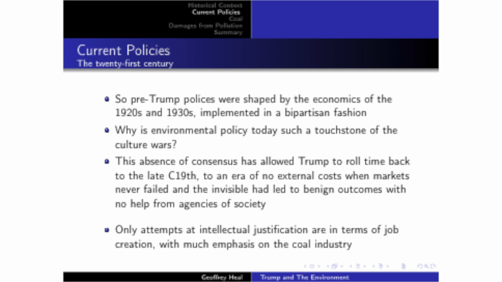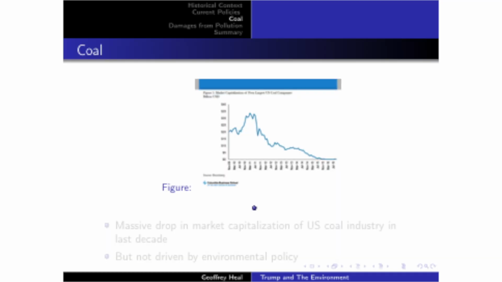The only attempts at intellectual justification of what Trump has been doing are really in terms of the need for job creation. And there's been a lot of discussion by Trump, of course, of the coal industry. That's his iconic example of an industry damaged by environmental regulation. So let me talk a little bit about the coal industry and about this idea that the coal industry has been damaged by environmental legislation.